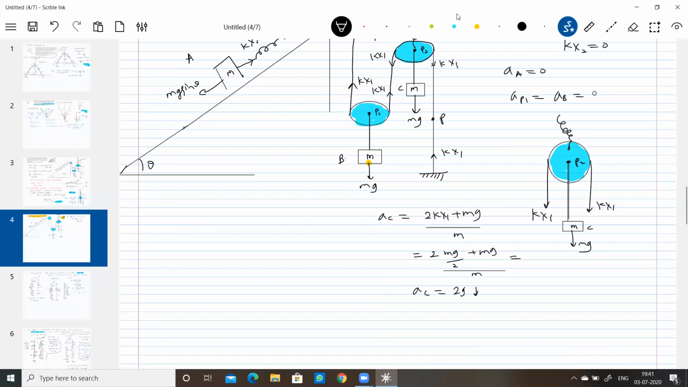So what are our answers? Acceleration of pulley P2 or this one? Both are same. So the acceleration of block C is due to the loss of spring force only, no, sir?